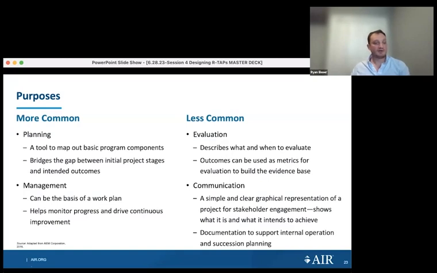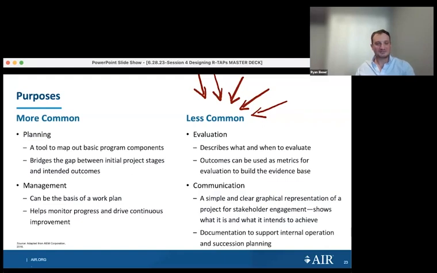Logic models serve a wide variety of purposes. Working with states, we see that they get used a lot for project planning and management, especially when projects are first getting underway. Developing a logic model can be used to map out the components of a program and identify how those components will lead to program goals. And then they're also used for tracking progress over time.